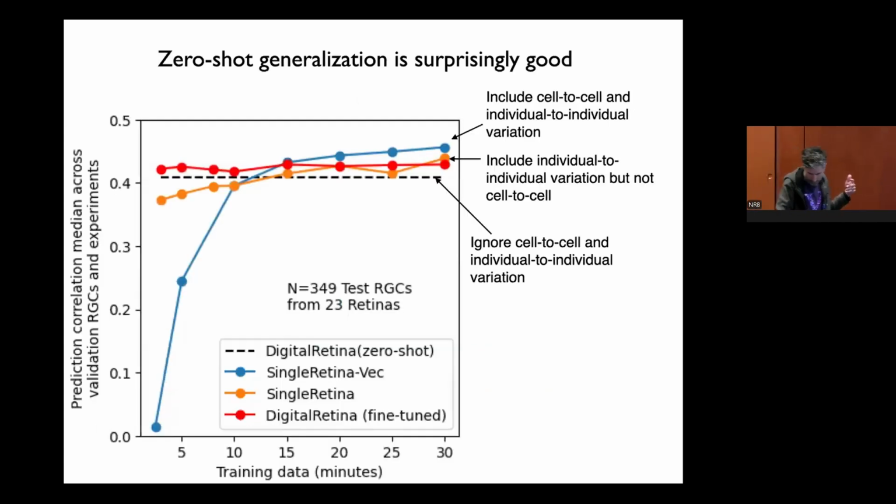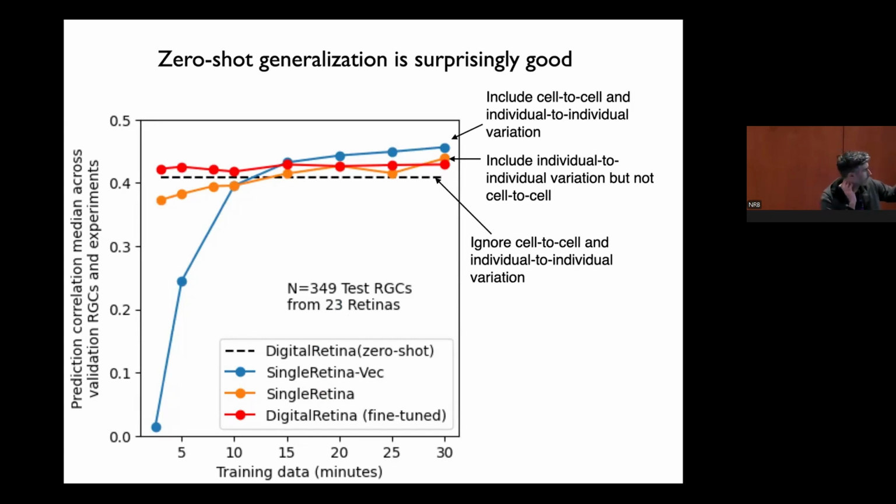And in fact, more study and a little bit better models down the line show us that we actually can do almost as well, with the right set of tricks, at the zero-shot generalization as we can if we make a specific model for each individual.